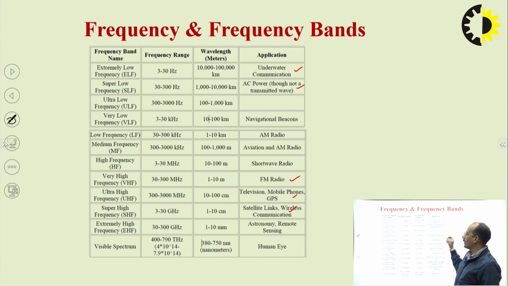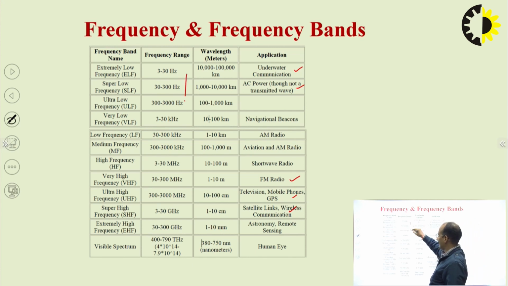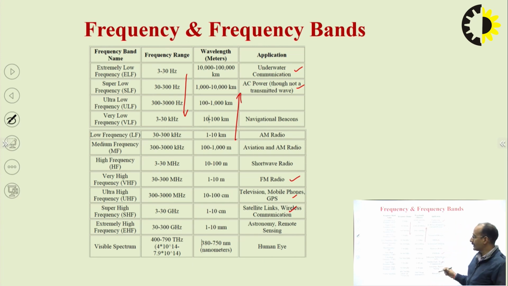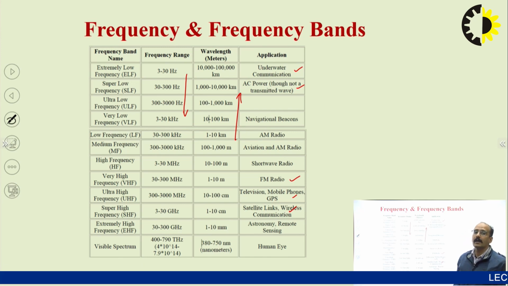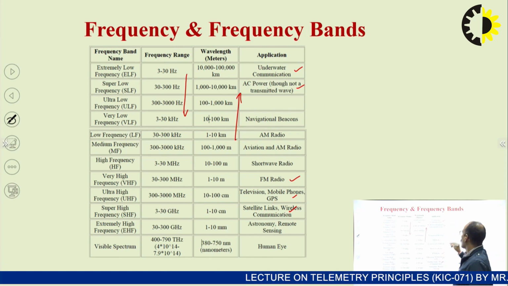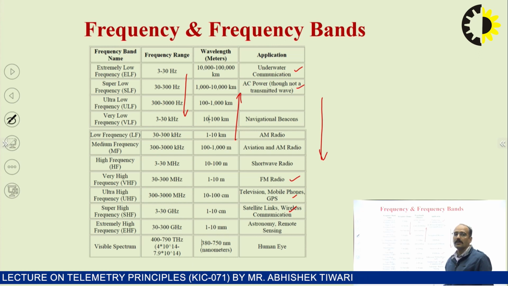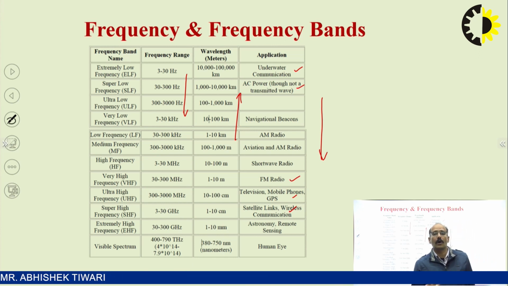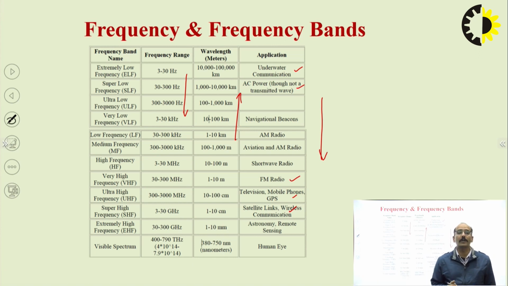These are the applications of various frequency bands, and here you can see that as frequency increases, the wavelength decreases, meaning the length or size of the antenna also decreases. This is an important part, because modulation also plays an important role in shortening the height of the antenna.